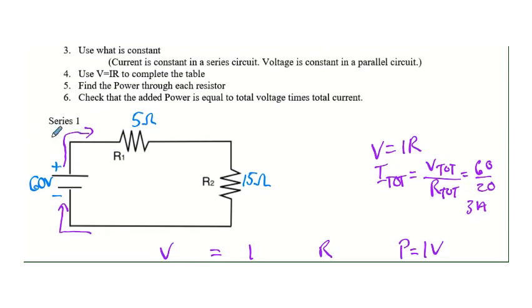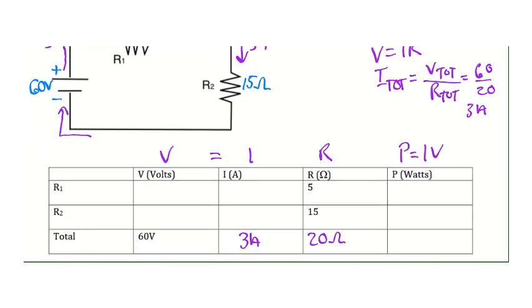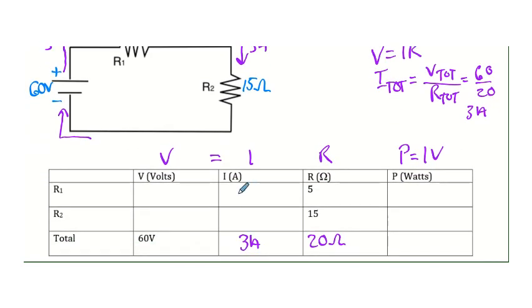So that means that this purple arrow has 3 amps coming out of the power supply. Do all 3 amps have to go through R1? They do, because this is a series circuit, so there's only one path. Do all 3 amps have to go through R2? In fact, they do, because there is only one path. So I know that the current is 3 amps in R1 and 3 amps in R2.